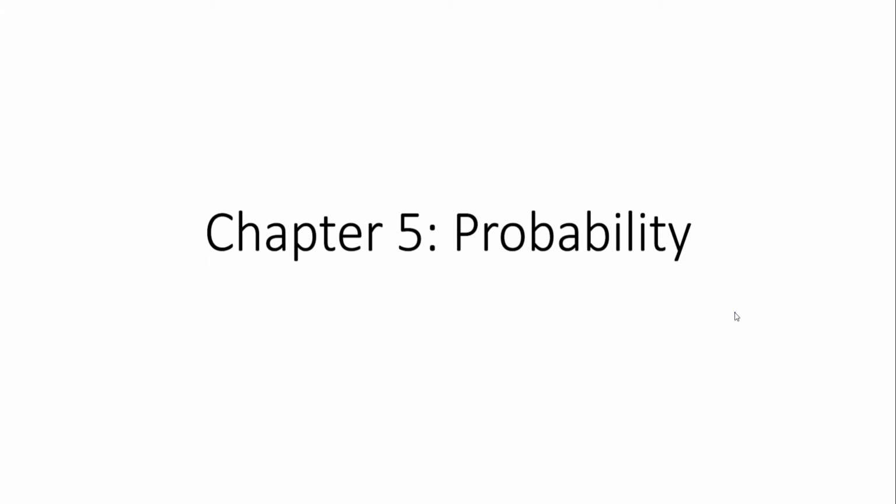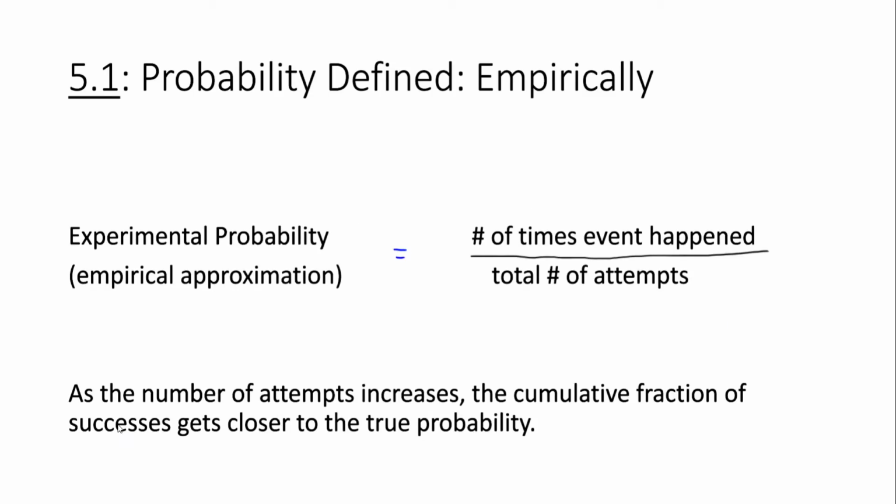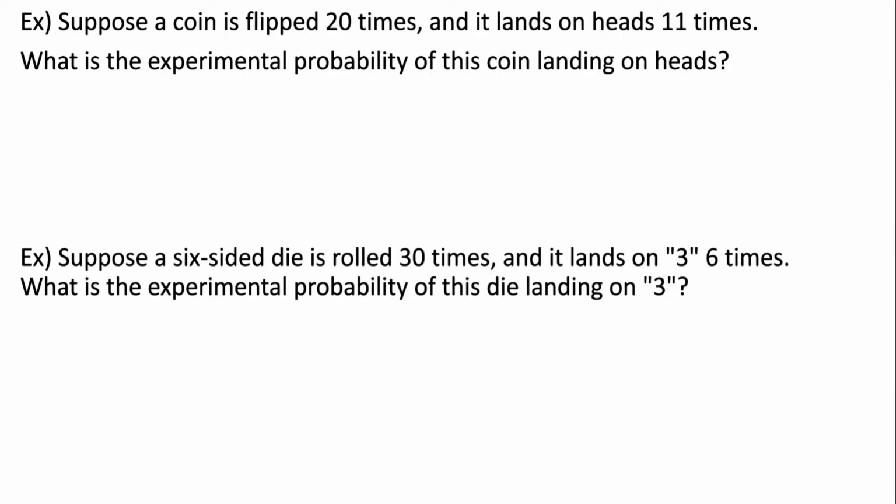In this video, we're going to start talking about probability. The first type of probability we're going to be talking about is empirical approximation or experimental probability. This is the number of times an event has actually happened divided by the total number of attempts or the total number of trials. As the number of attempts increases, the cumulative fraction of successes will get closer to the true probability. So we'll look at some examples of this.